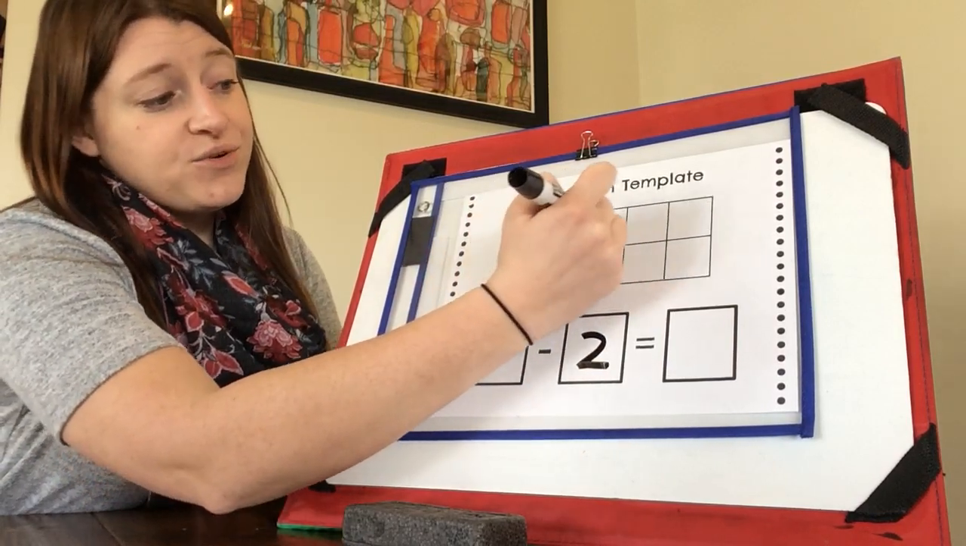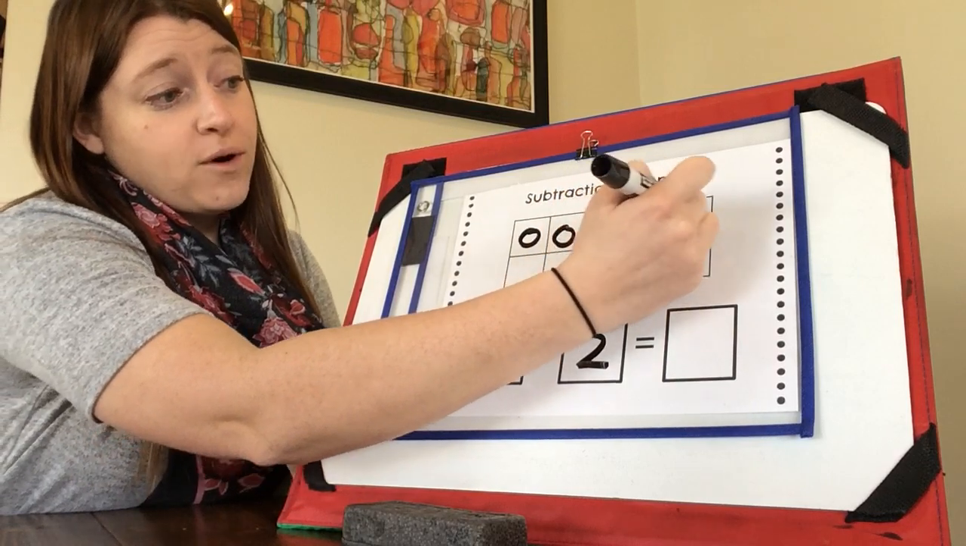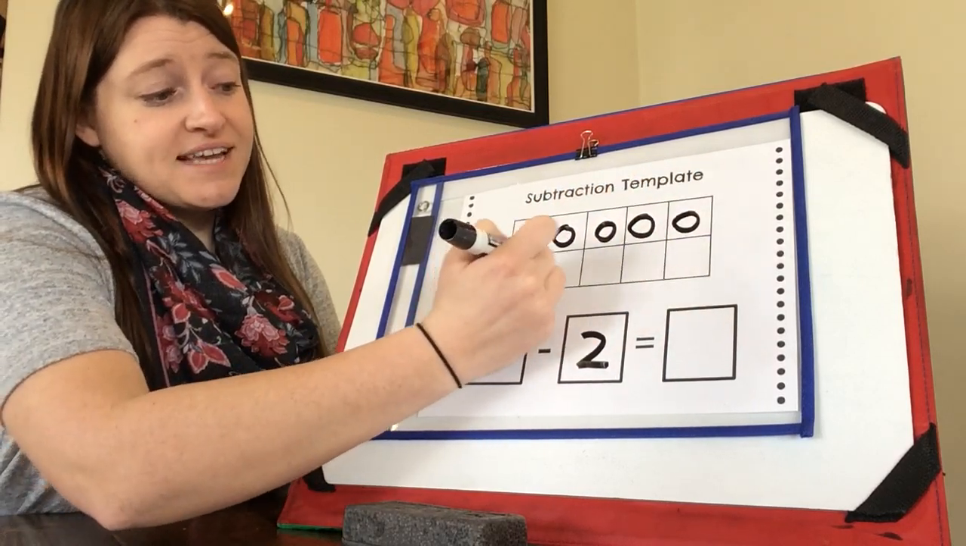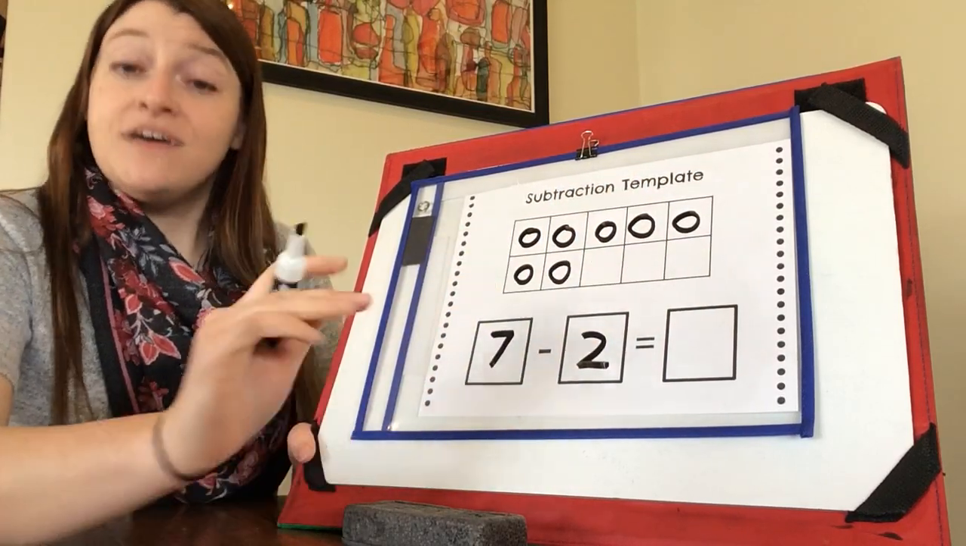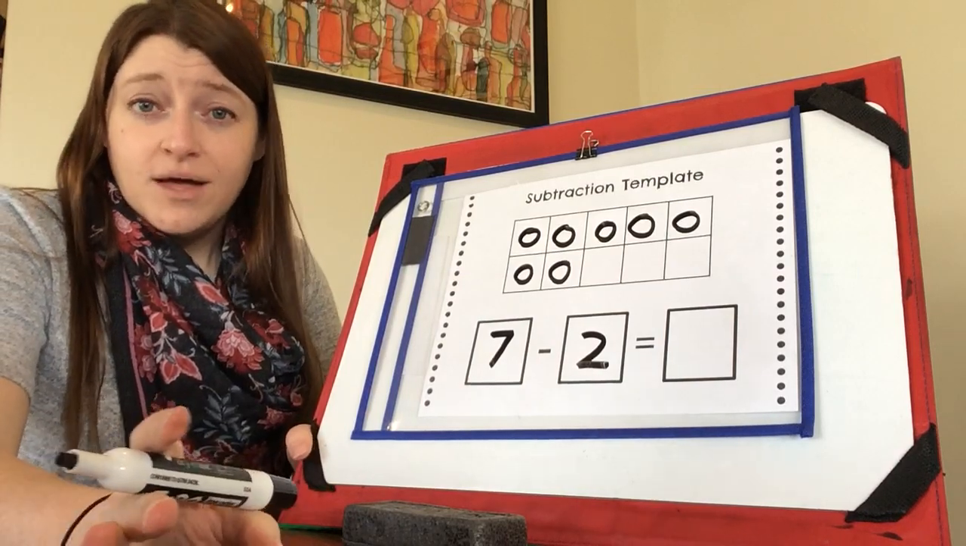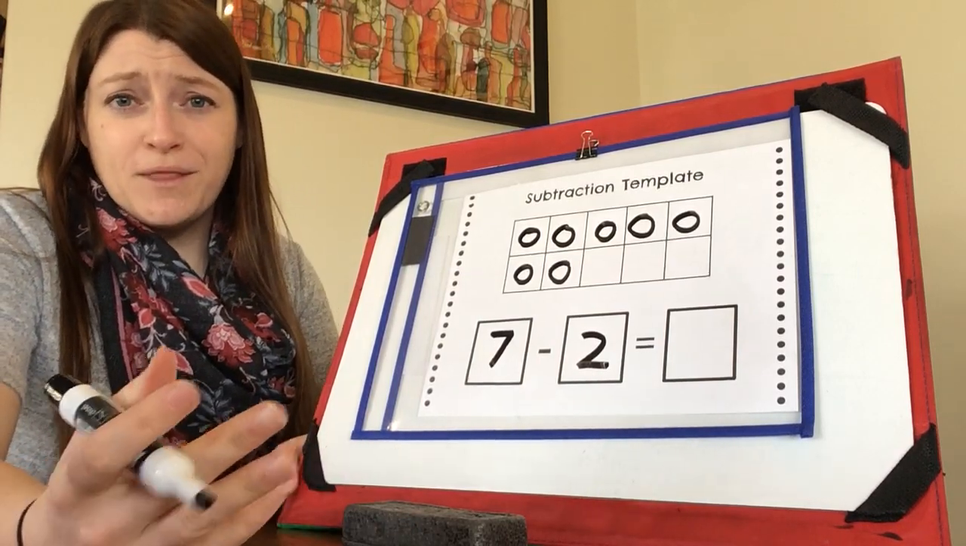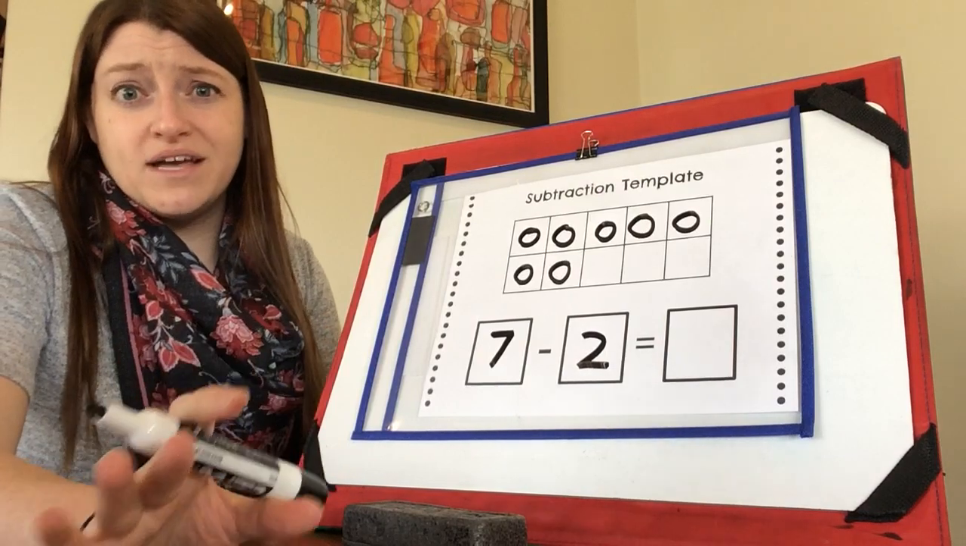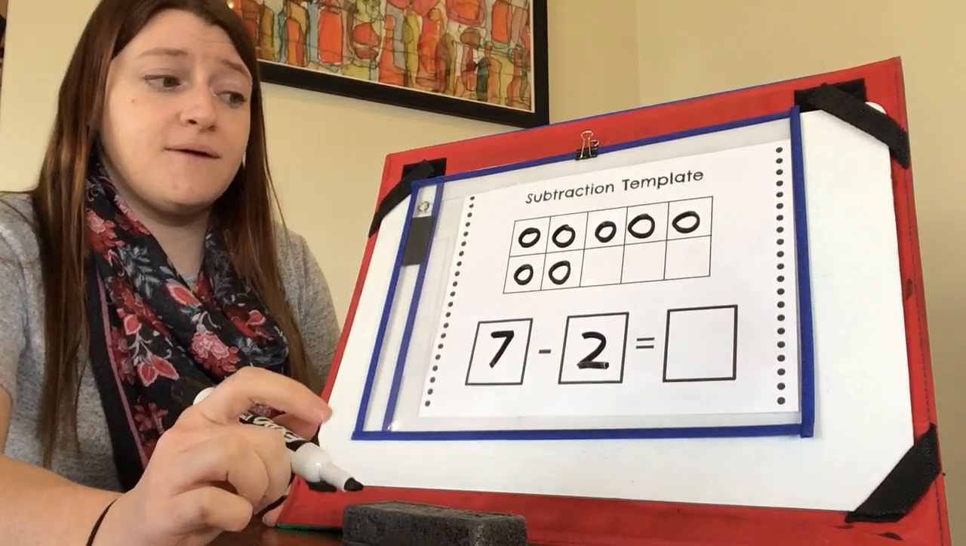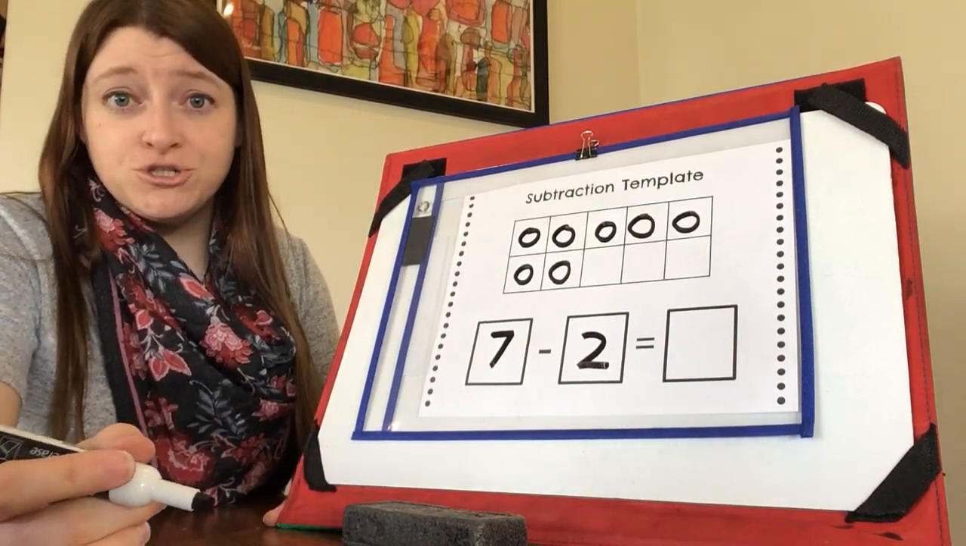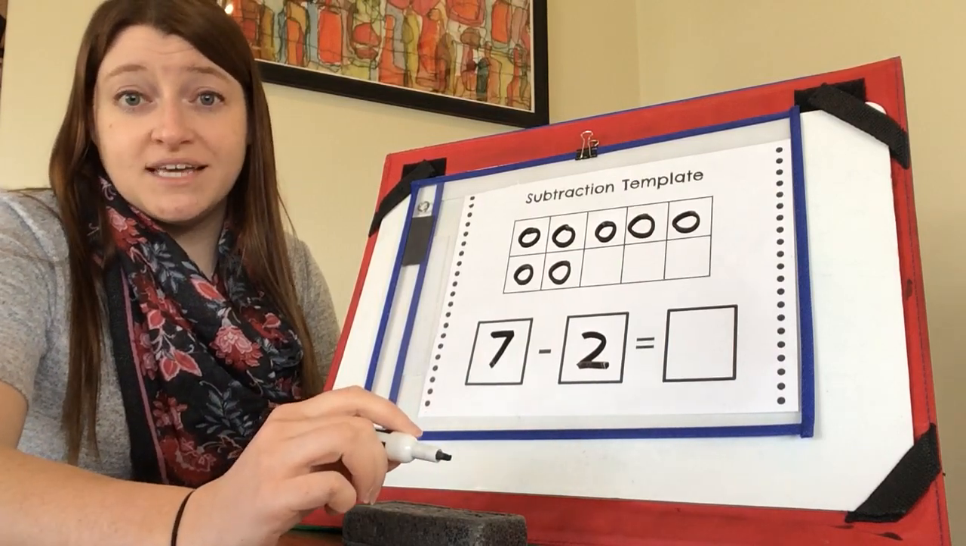1, 2, 3, 4, 5, 6, 7. Now you could erase 2 dots if you want to, but eventually when you're doing this work with a pencil, that can become very annoying to have to keep erasing using your pencil. So the other option that I like when I'm showing subtraction is to cross things off.